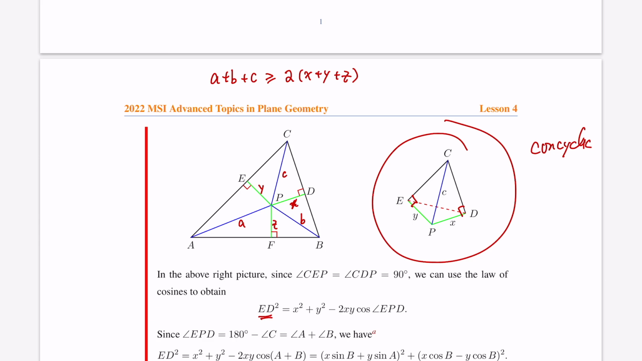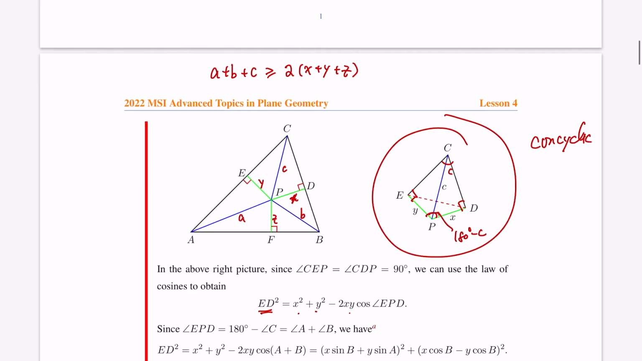Okay, first. So by law of cosines, ED would be, so this is angle C, and so this would be angle pi minus C, 180 degrees minus C. So keep that in mind. We would know that ED squared is equal to x squared plus y squared minus 2xy cosine of this angle. And this angle is pi minus C, 180 degrees minus C, which turns out to be AB. Okay, so ED squared is this guy minus 2 cosine AB.